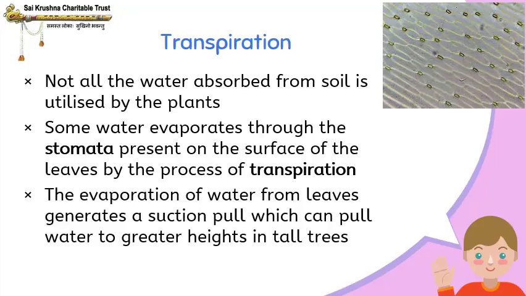Now this is very strong. The evaporation of water from leaves generates a suction pull which can pull water to great heights in tall trees. You know, big tall trees, so big they'll be, still the water is reaching from the roots to the top leaves. How is that possible? That is possible because of this suction pull due to the transpiration process.